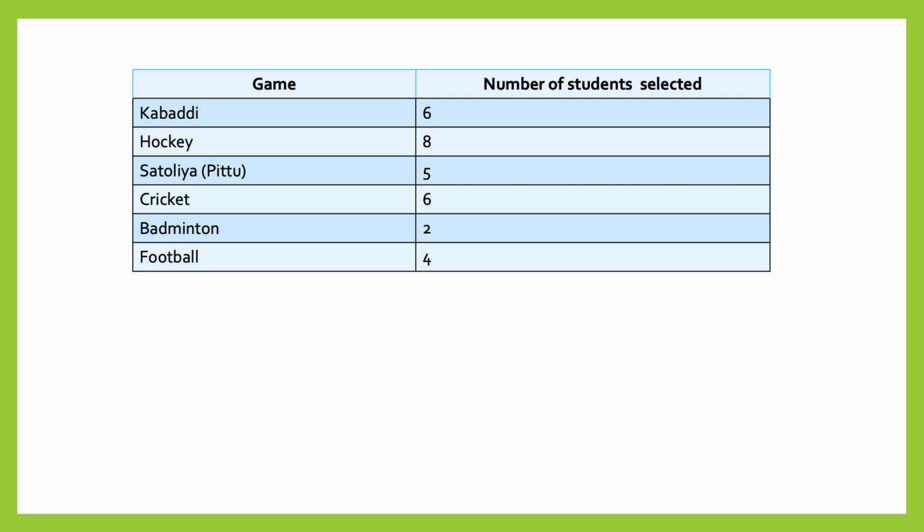We have created the table with one column for the game and the other column for the number of students who selected that particular game. Kabaddi: how many students selected Kabaddi as their favorite game? 6. Then hockey, 8. Then Pittu, 5. Cricket, 6. Badminton, 2. Football, 4.